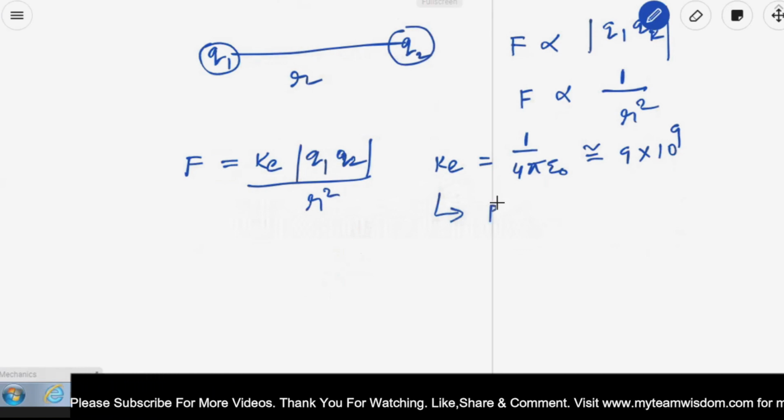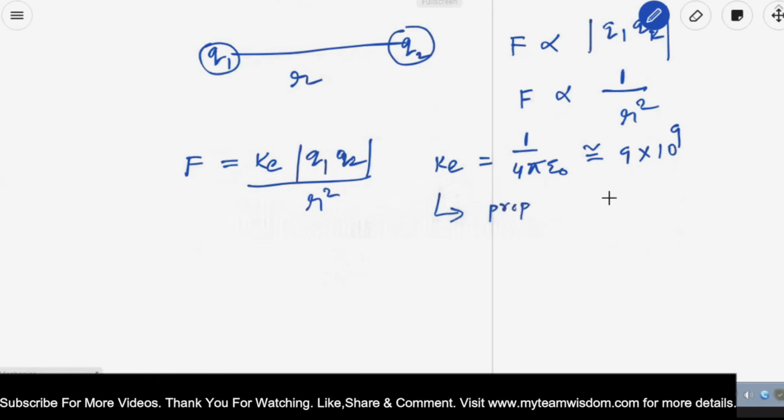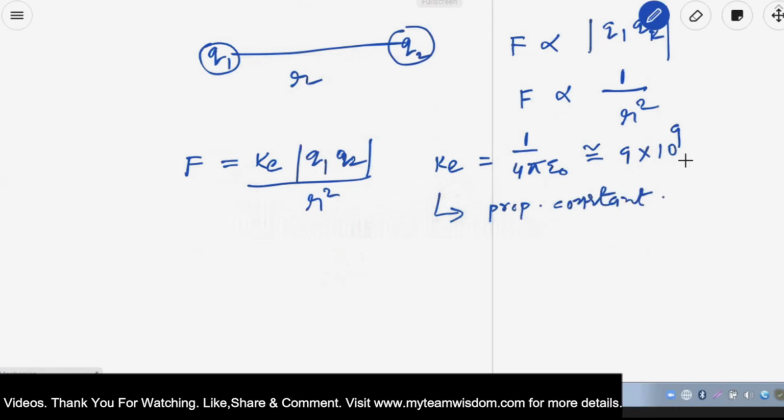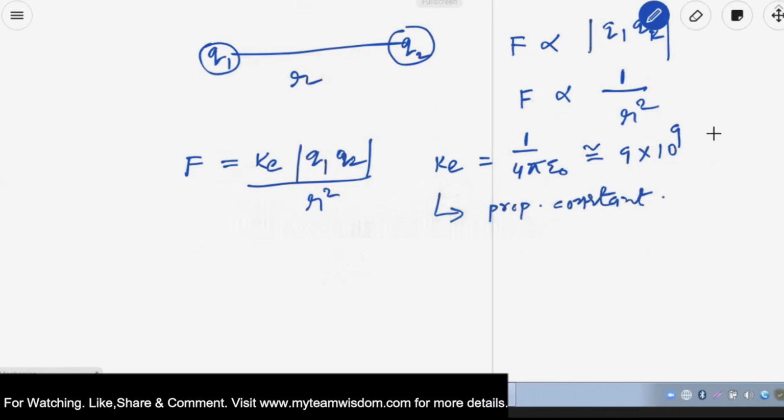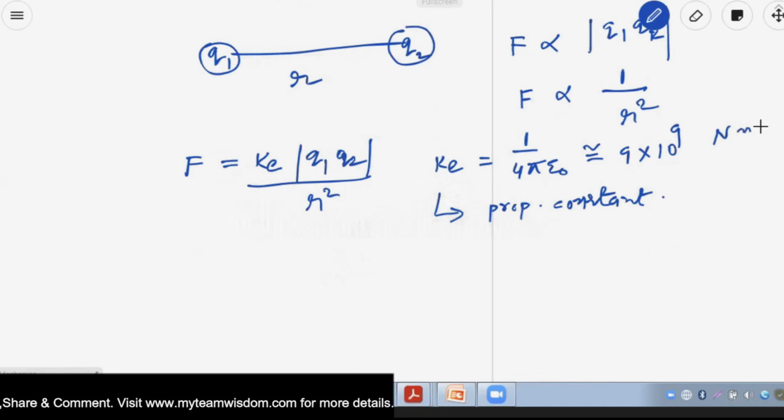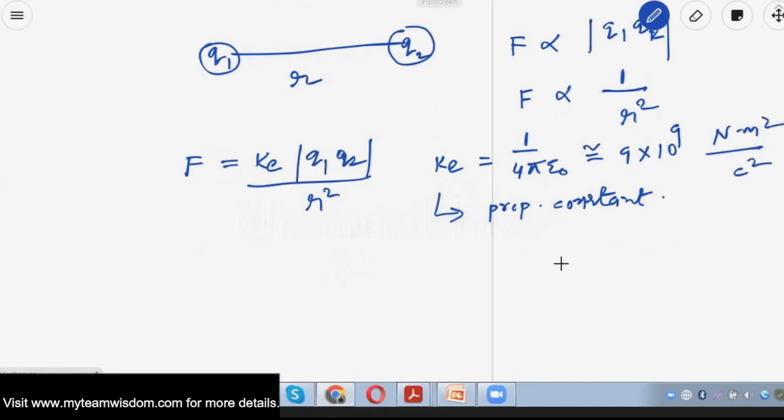K is the proportionality constant, right? Yes, Coulomb's constant. Its value is 9 into 10 power 9 Newton meter squared per Coulomb squared. This is the unit.